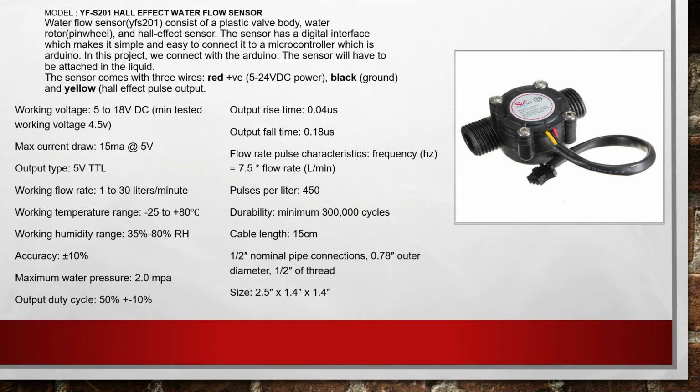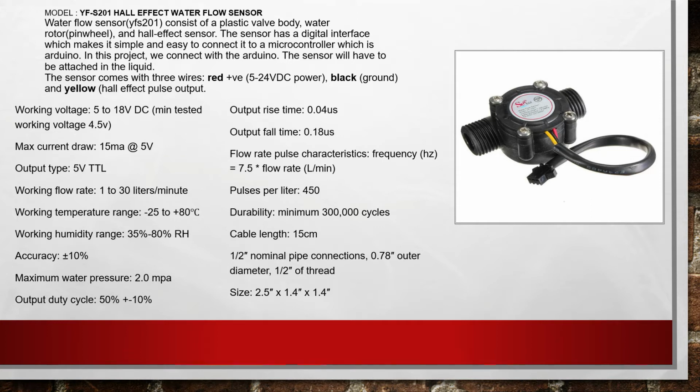Alright, the last slide is the specification of the model YFS201 Hall effect water flow sensor. The working voltage is 5 to 18 volt DC. The minimum tested working voltage is 4.5 volt. The maximum current draw is 15 milliampere at 5 volt. Output type is 5 volt TTL. Working flow rate is 1 to 30 liter per minute. Working temperature range is negative 25 to positive 80 degrees Celsius. Working humidity range is 35% to 80% relative humidity. Accuracy is plus minus 10%.